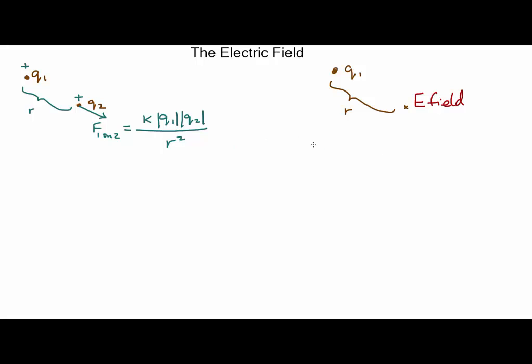Okay, so let's now discuss what this electric field is. The electric field is a vector. That's the first thing about it. So it also has magnitude and direction, just like electric force does. The magnitude of it is given by an equation.